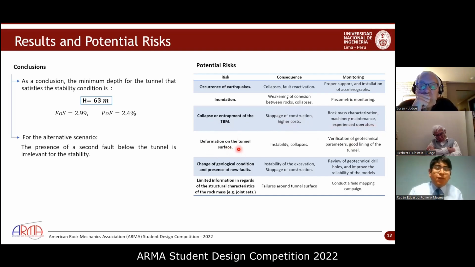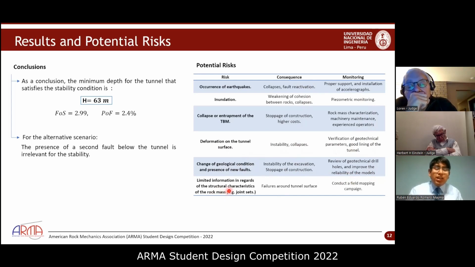Another is the deformation on the tunnel surface. As a consequence, the instability or collapses, and as monitoring, the verification of the technical parameters and good lining of the tunnel. For a risk, change of the geological condition and presence of new faults. As a consequence, the instability of the excavation or stoppage of the construction. And for monitoring, a review of the geotechnical holes and improving the reliability of the model.